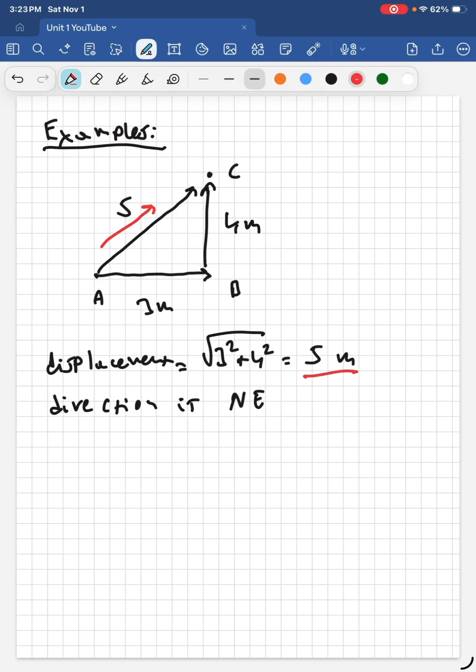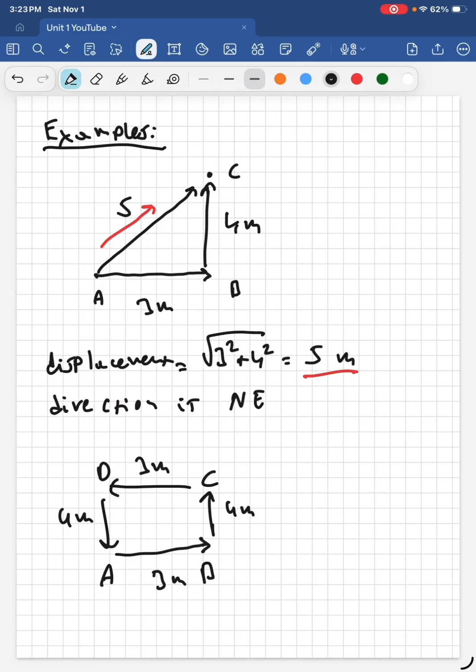Okay, so let's see another example. Let's say that I move from A to B, then to C, then to D, and then back to A. Okay, something like this. And let's say that this is 3 meters, 3 meters, 4 meters, and 4 meters. Okay, then the displacement in this case is simply 0, because I started at A and I ended up at A. So the displacement is 0, but the distance covered is 14 meters.